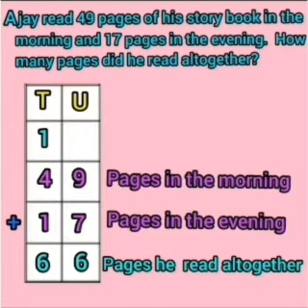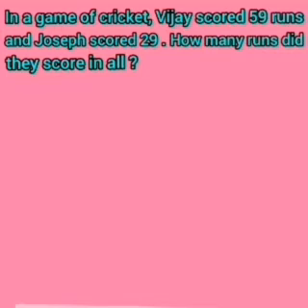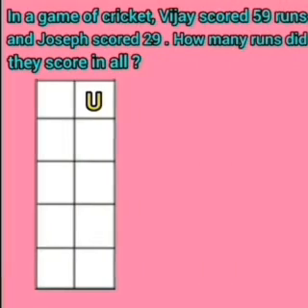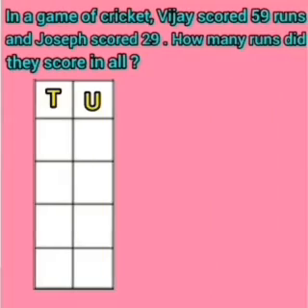Let us see the fourth sum. In a game of cricket, Vijay scored 59 runs and Joseph scored 29. How many runs did they score in all? Let us see. First, write the place value starting from unit side. This unit always starts from right hand side. First, write units, then tens.